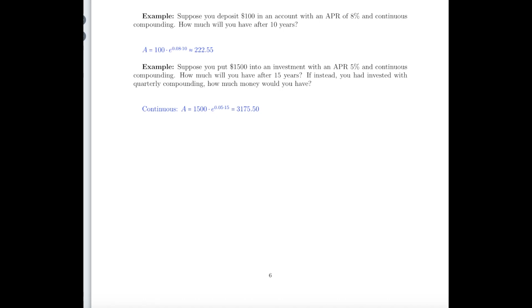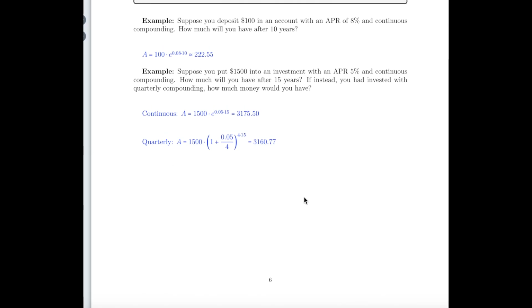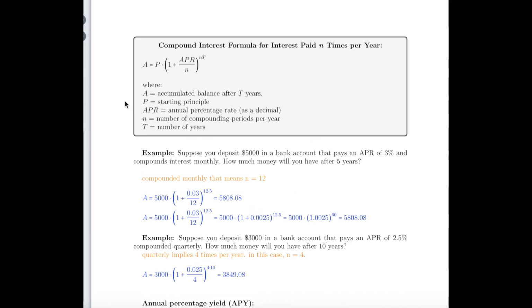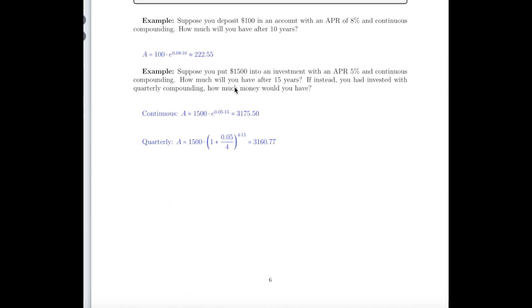We are going to compare that with what we get if we would have used the other formula for quarterly compounding, which was, here, I'll scroll back up if you are getting confused. It's here, the compound interest formula for interest paid n times per year. So we're using this formula again for quarterly compounding down here. That's 1500 multiplied by 1 plus 0.05 divided by 4, all to the power of 4 times 15. You put that into your calculator and you should get 3,160.77.